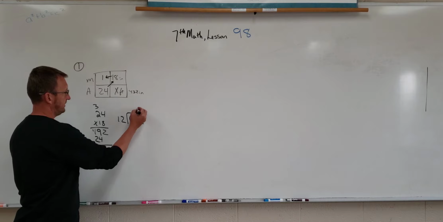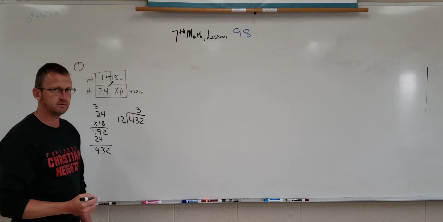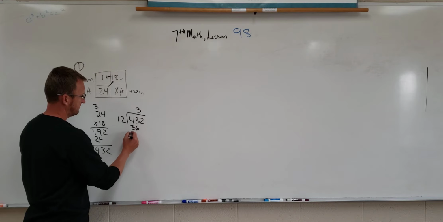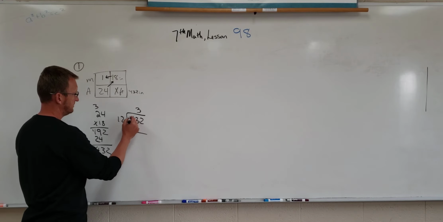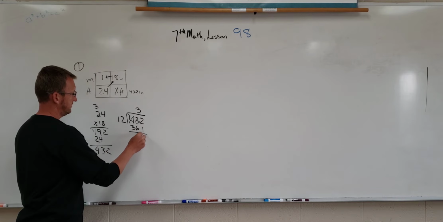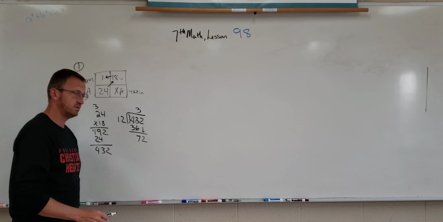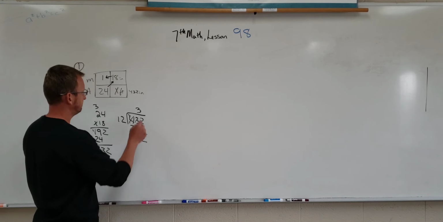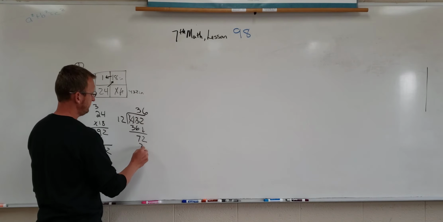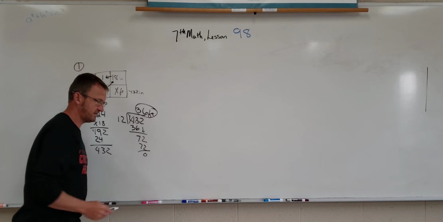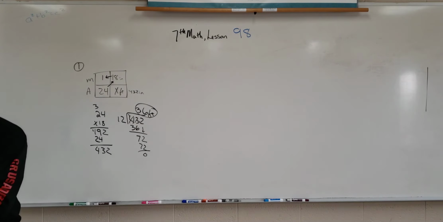12 into 43, 3 times, which is 36. Borrow and subtract. 13 minus 6 gives me 7. Bring down my 2. 12 into 72, right, 6 times. And it goes evenly. So 36 feet is your wingspan.